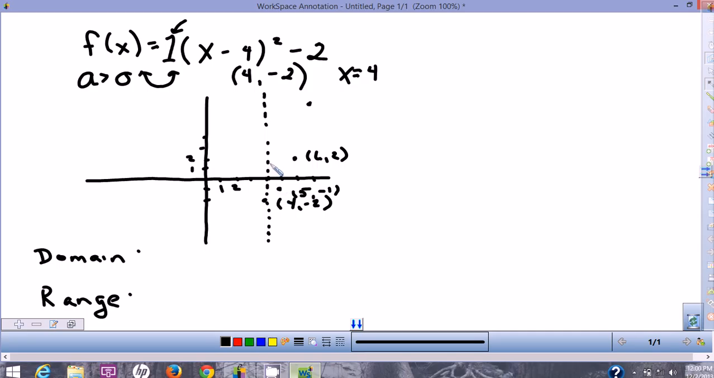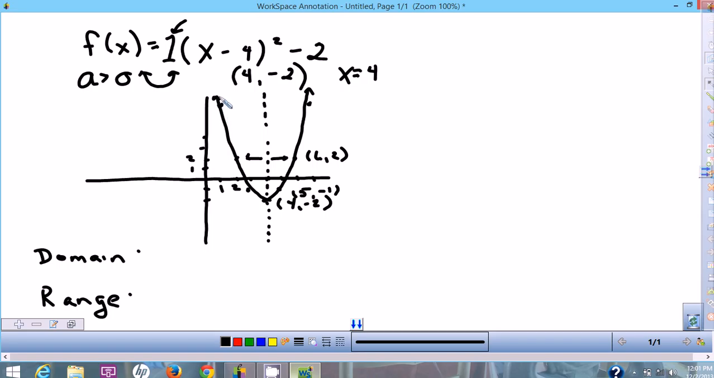We are up 4 from our vertex, and because we are talking about a quadratic and it's symmetrical, it's got to be the same on this side as it is on this side. We have a point here, here, and here. So let's draw in our parabola, and this is the graph of our quadratic.